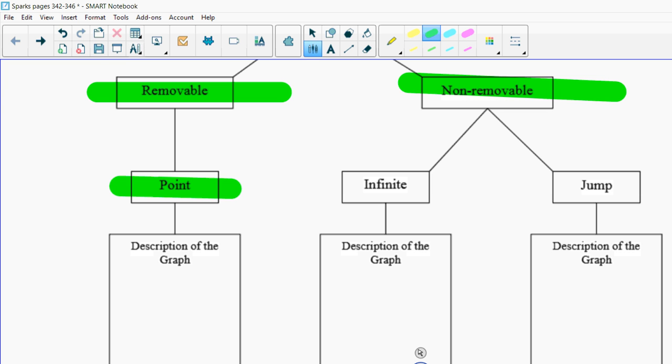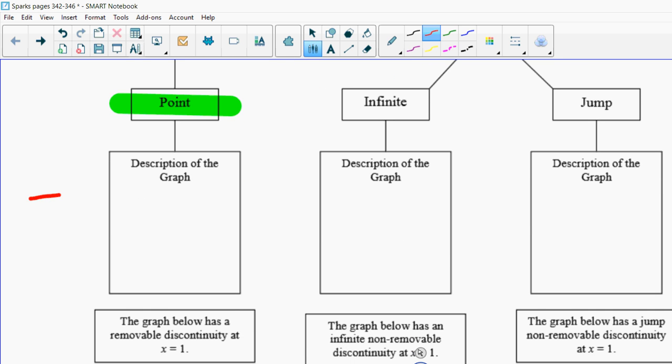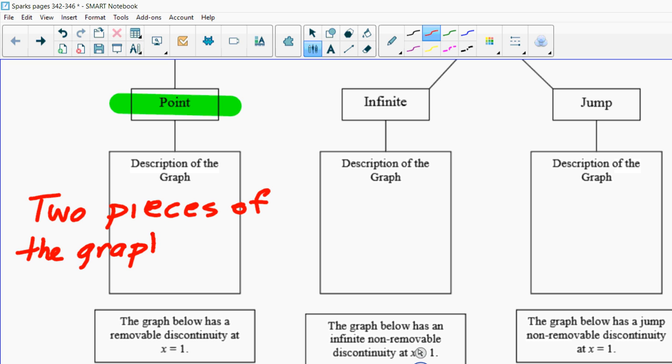That's the y values approach the same number, but the graph is undefined there. Right, so there's a hole. So the description of the graph on a point discontinuity: the two pieces of the graph approach the same number.